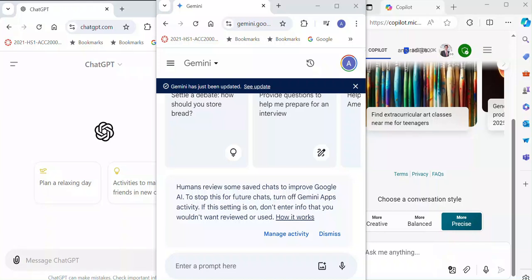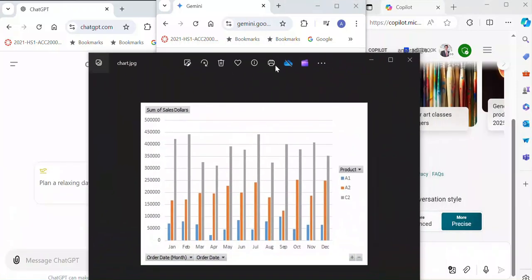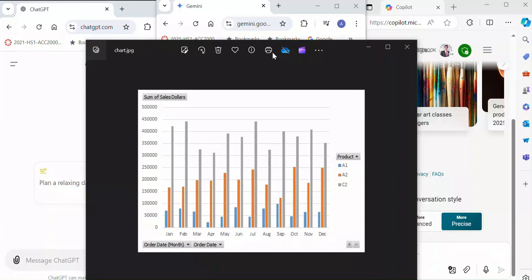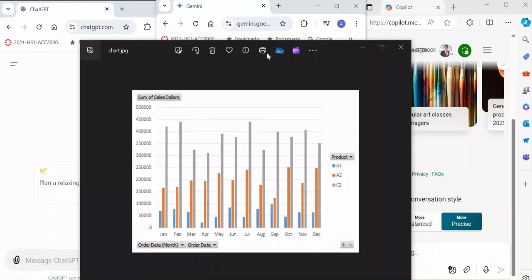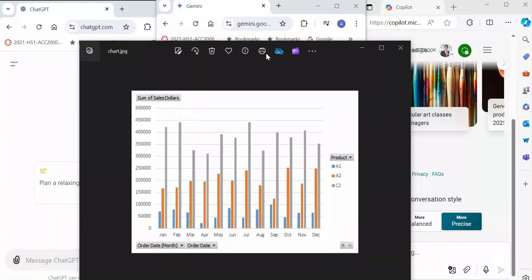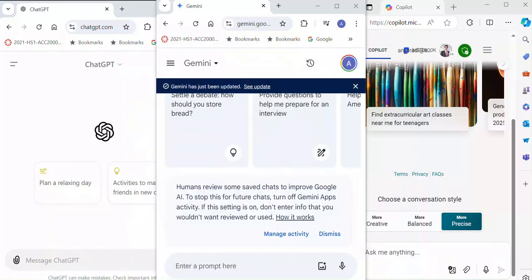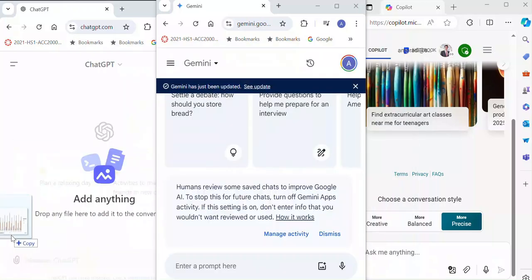Hello! In this video, let's interpret a chart using AI tools: ChatGPT, Gemini, and also Copilot. What's important is to have a quality graph or chart to ensure that, at least in terms of quality, there is no issue, and that's the chart that I'm going to use. We have 3 products, and then we have sales data during the year.